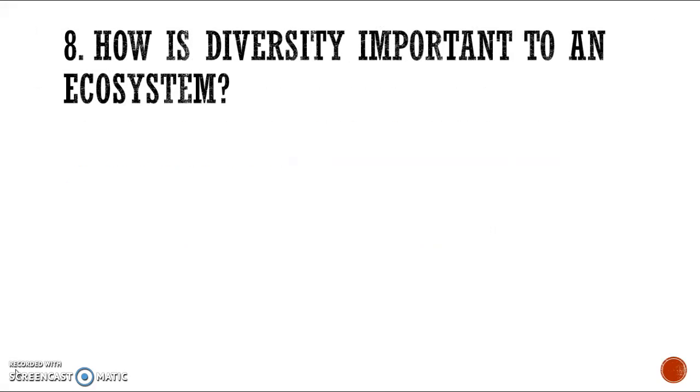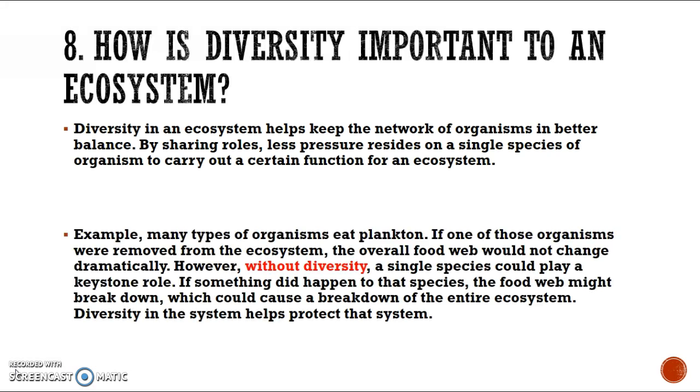Why do they do this? Why do they care that there's diversity? Well, diversity is what keeps our ecosystem in balance. We need to share roles to help maintain that balance. If there is only one species that performs a function in an ecosystem, there's a lot of pressure on that species to carry out the function in an ecosystem.